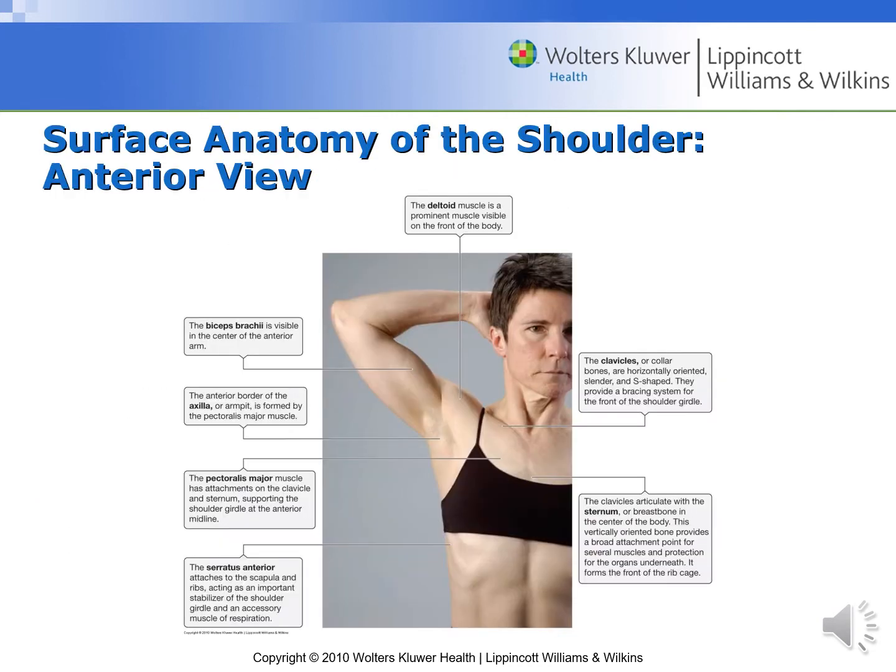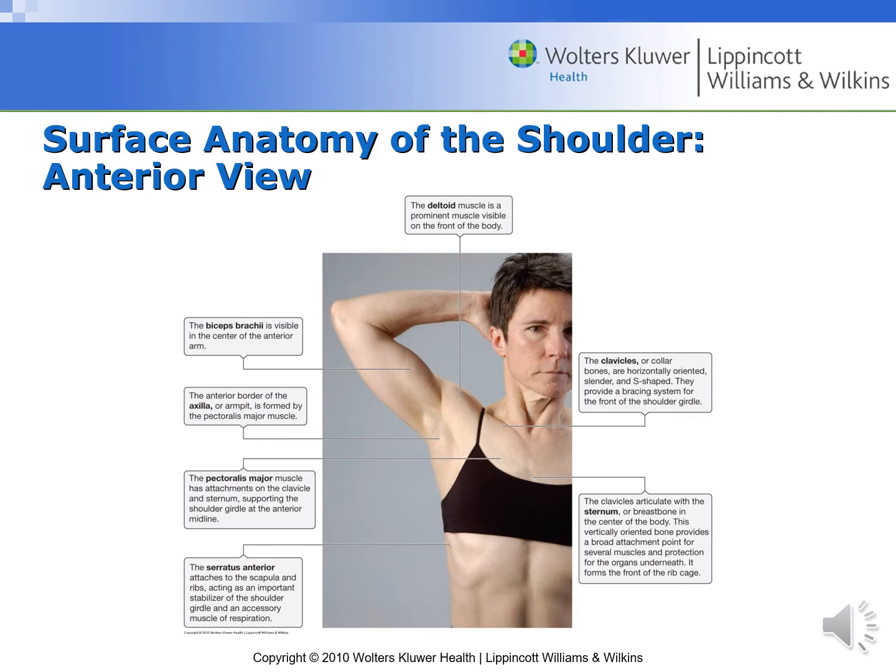We begin our study of the shoulder by first taking a look at the surface anatomy. And here we have a diagram of the anterior view. At the most superior, the top, we see the deltoid muscle. The deltoid muscle is a prominent muscle visible on the front of the body. Over to the left, we see the biceps brachii. The biceps brachii is visible in the center of the anterior arm.